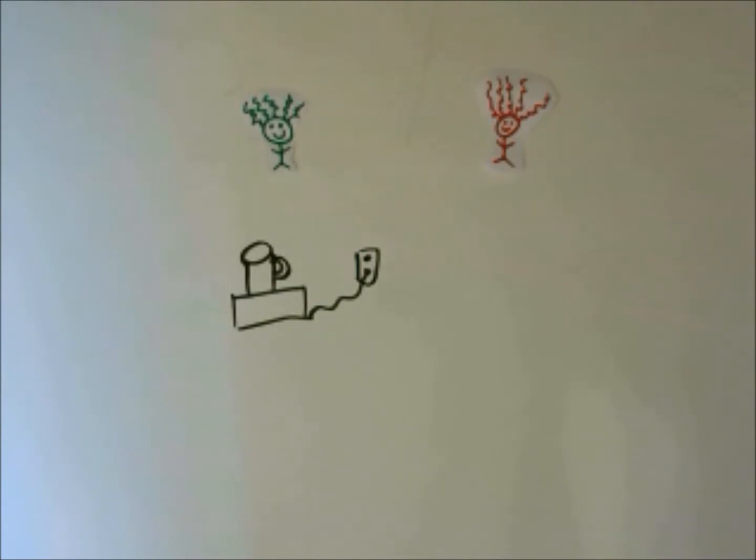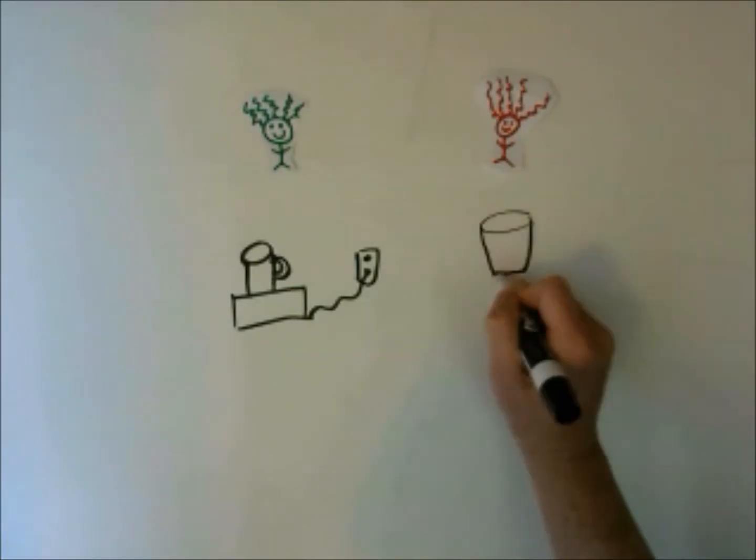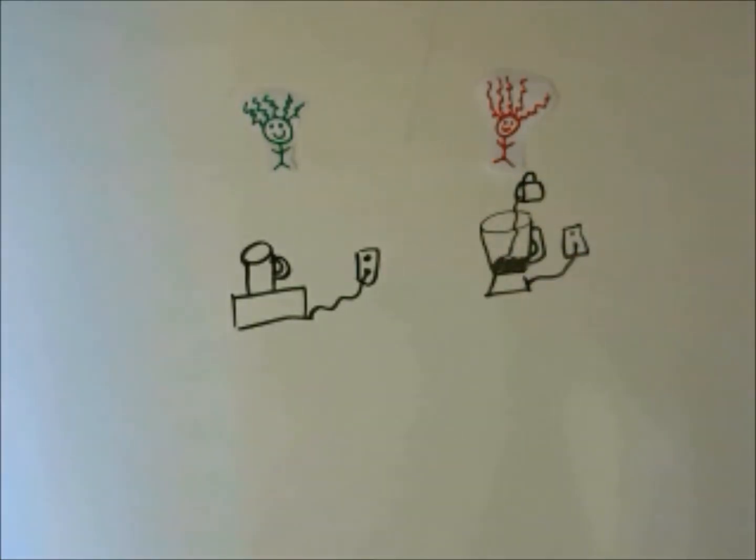Fred has a hot plate to heat his cup of coffee. Francine does not have a hot plate, but she has a blender. Who is going to be able to increase the thermal energy of their coffee?